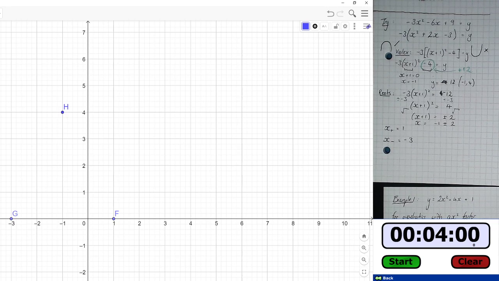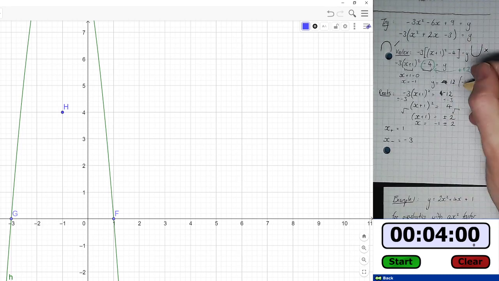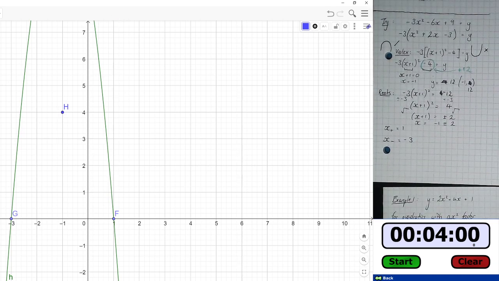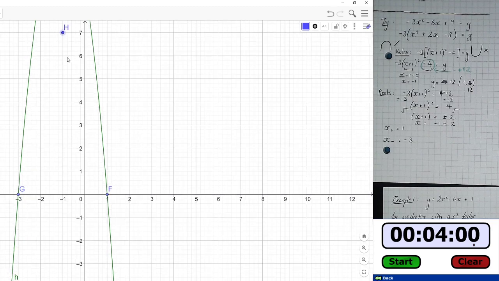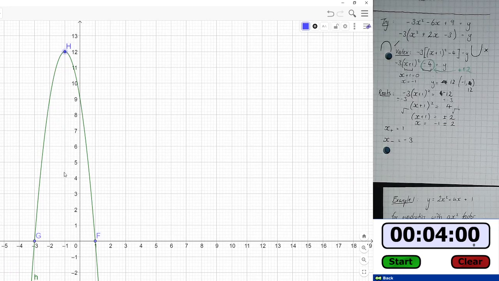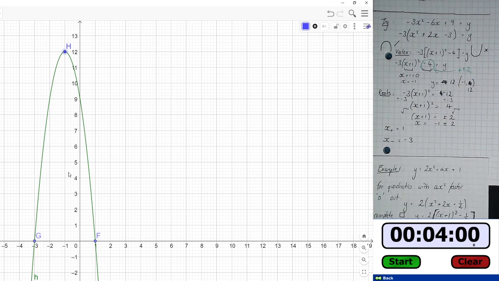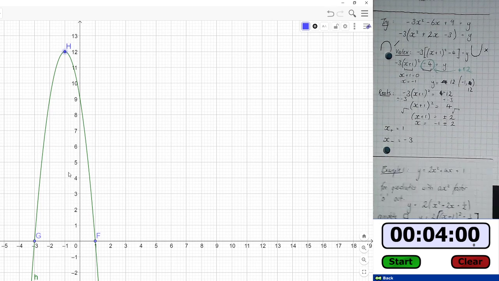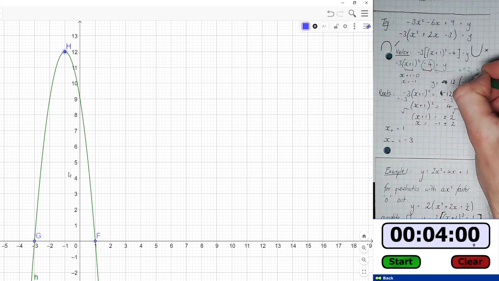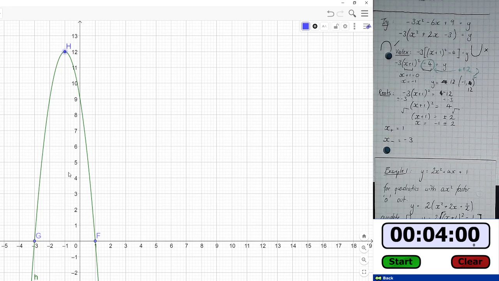Plotting time. Boom. Oh wait, 4, 12. Looked at the wrong thing again. Why did I look at that? Oh, I looked at the coordinate. There we go. Let's move that where it needs to go, up there. Never mind. We all make mistakes at some point. Okay? So, that's better.